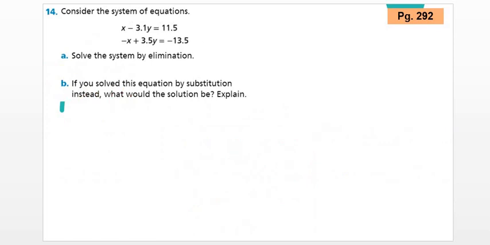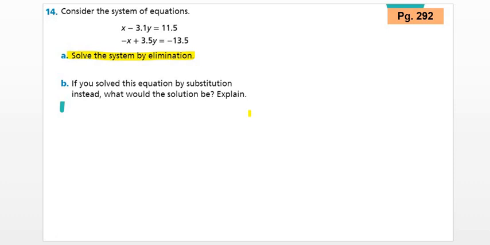They said consider the system of equations. Solve the system of equations by elimination. So you are going to do it on your own by pausing the video. In part B, they are saying if you solve this equation by substitution instead, what would be the solution? Does it matter which method we are using? Because maybe someone is comfortable with the substitution method and someone else likes the elimination method, and someone maybe likes to do it with graphing.